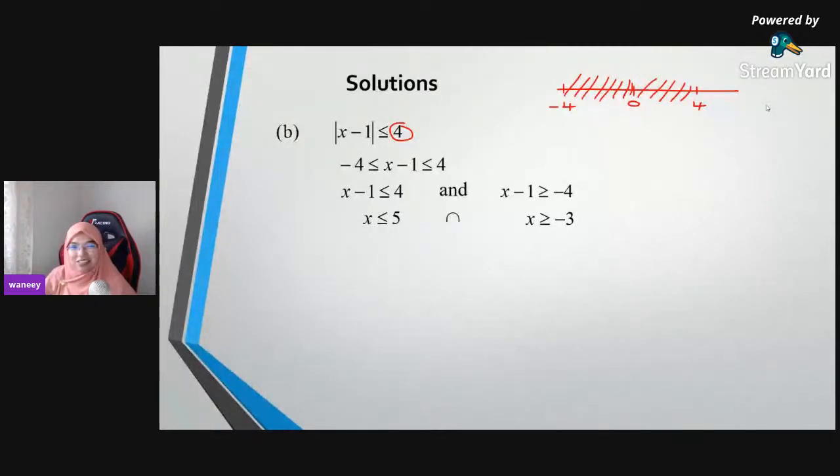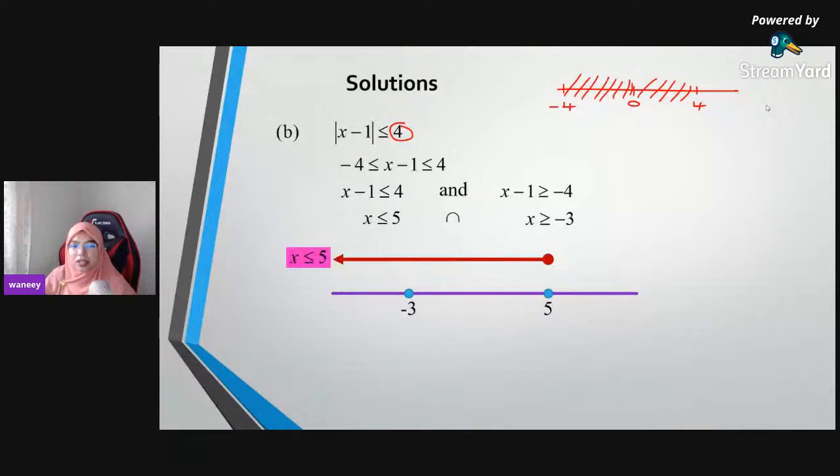Okay, and then you do the number line, find out where does it overlap. So -3 on the left hand side, 5 on the right hand side. 1 will go to the right hand side, 1 will go to the left hand side. So that is for x less than or equal to 5. So that is the number line. Another one is x greater than or equal to -3. And simply find out where does it overlap. So it will overlap from -3 up until 5.